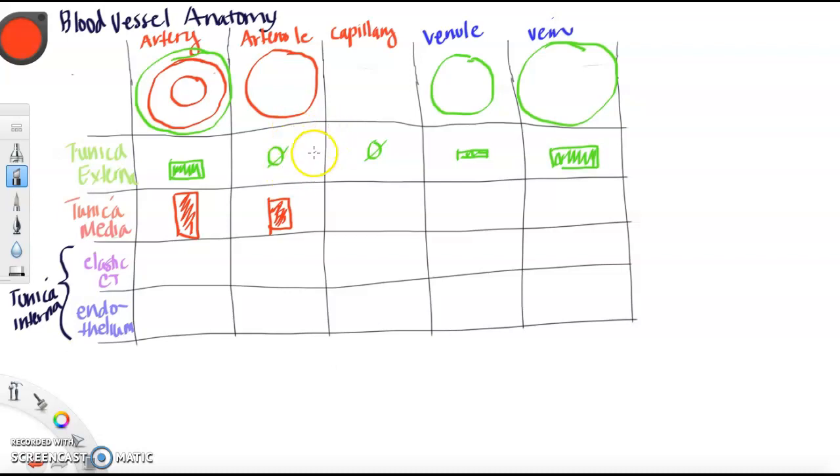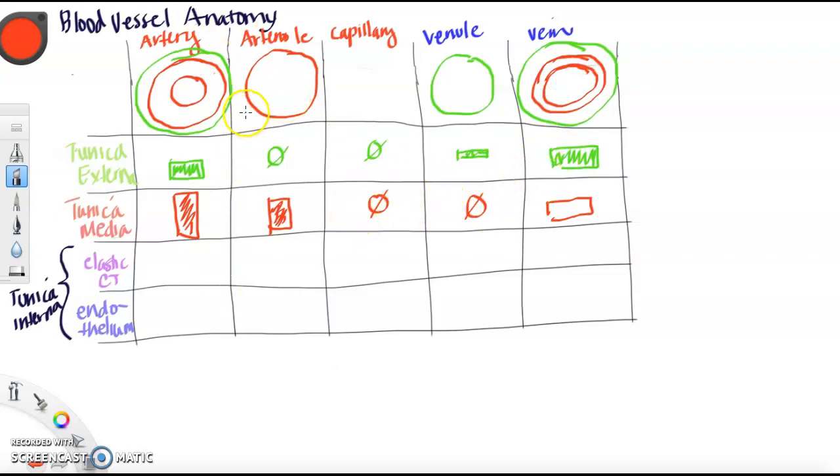All right, what about capillaries? Capillaries have smooth muscle? Nah, capillaries don't have that. Do venules have smooth muscle? Not too much, not really. Do veins have smooth muscle? Yeah, they do, but not nearly as much as arteries have. So they have a pretty decent amount of tunica externa there, and then over there we get a really thinner layer of muscle.